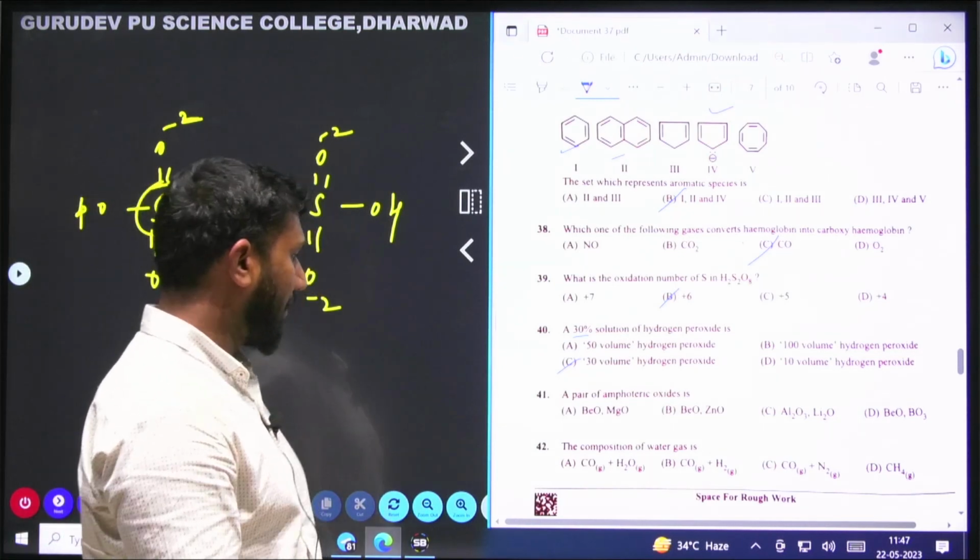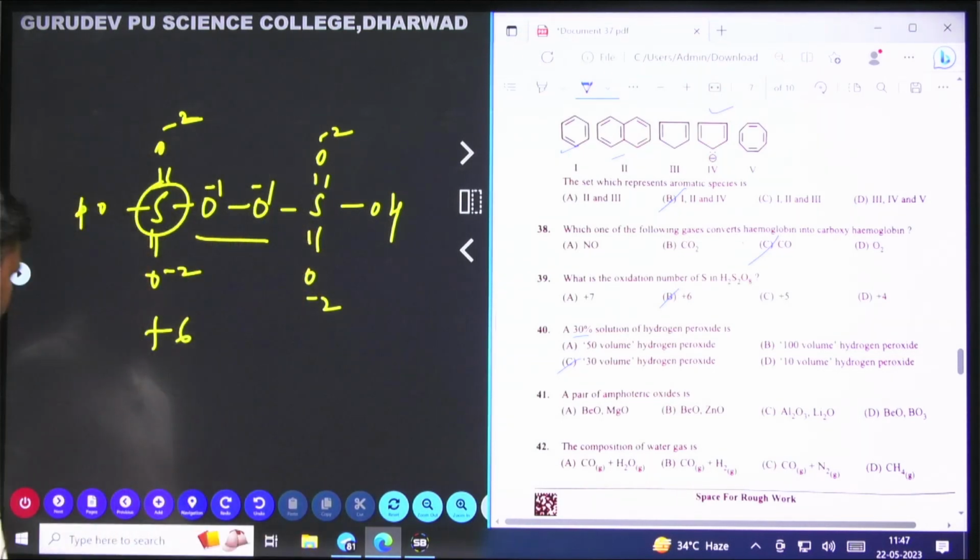Next, question number 41. A pair of amphoteric oxides is.